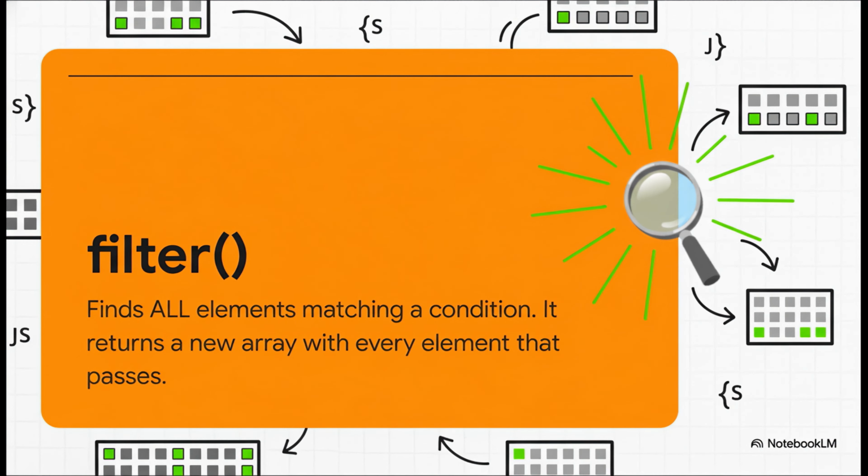Now, find is great when you just need the first match. But what if you need all of them? Say, all the users who are over 18. Well, that is exactly what filter was made for. It works just like find, but instead of stopping at the first match, it keeps on going and gives you back a brand new array with every single element that passed your test.